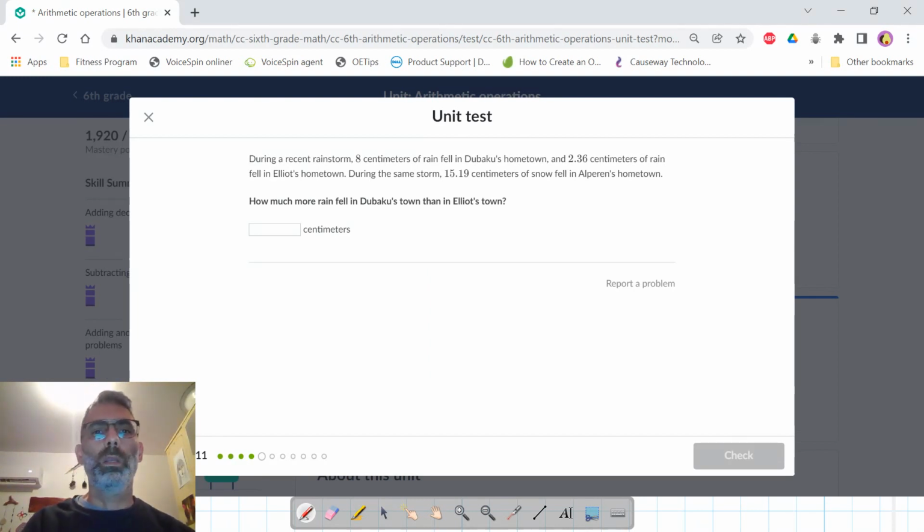Okay, so the information about the snow is not relevant to the question. How much more rain in Dubaku's? Okay, so I need to find the difference between 8 and 2.36.